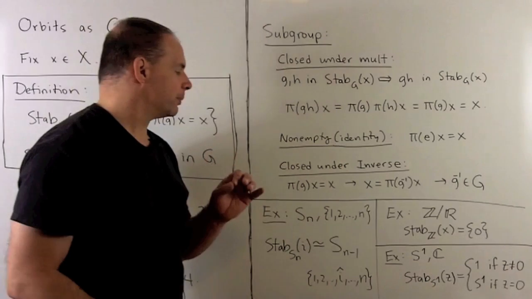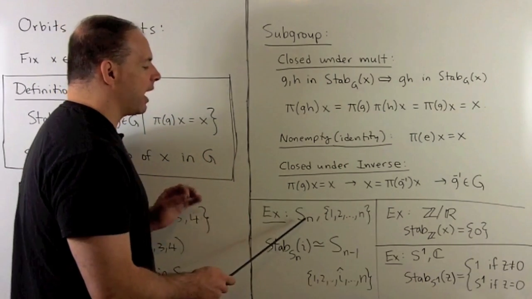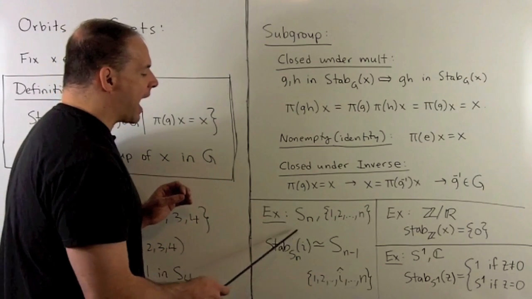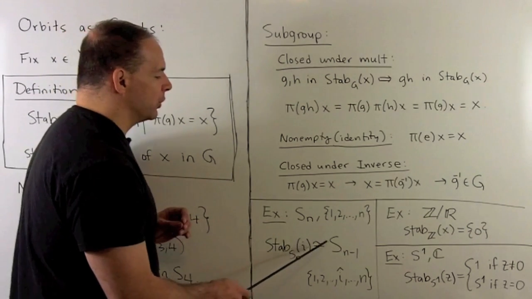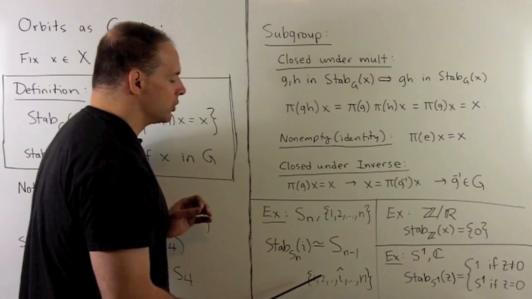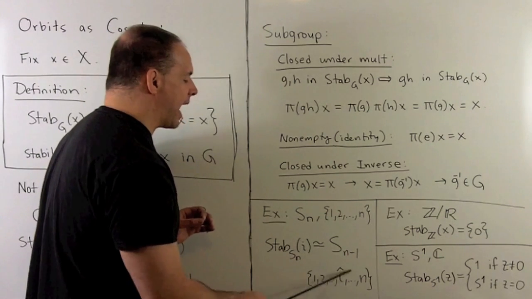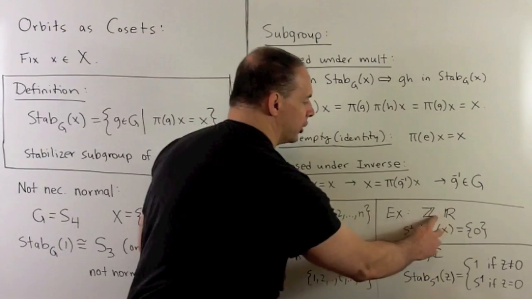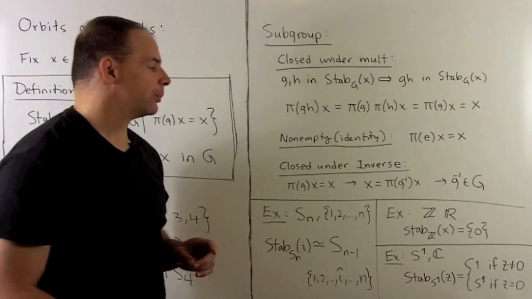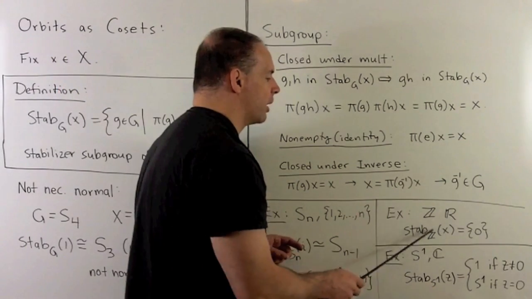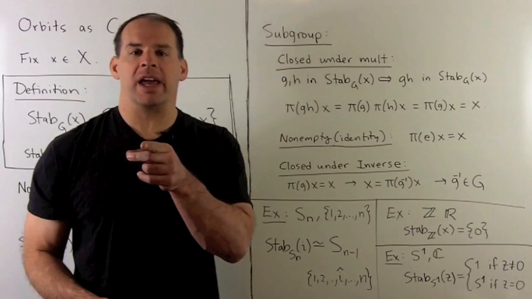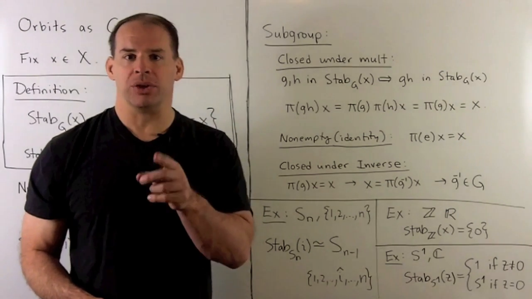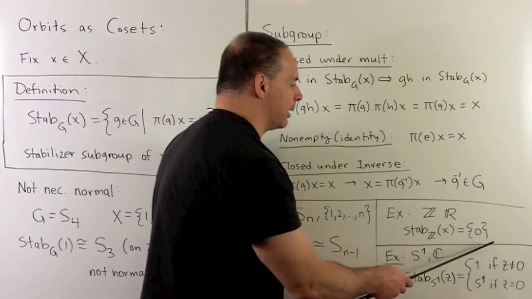Now, for examples, if I take S sub n acting on 1, 2 through n, the stabilizer of any label i is just going to be isomorphic to S sub n minus 1. So we're just going to take all of our labels and throw away i. For translations of the integers acting on the real numbers, if I fix some real number x, the only way I can translate to get back to x, leaving x undisturbed, is by translating by 0. So we have only one element in the stabilizer here.